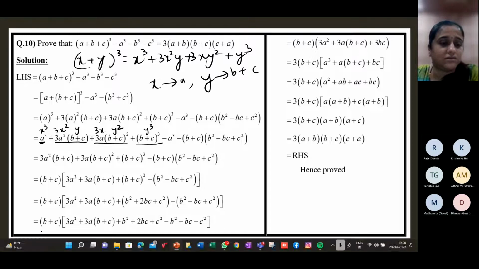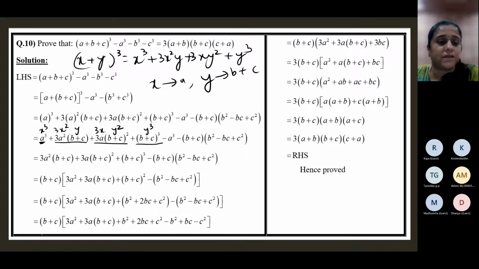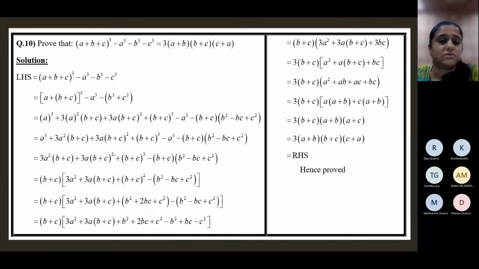I think I marked it on the next step. All right, children, I should have marked it here. This step is what we're doing here: x cubed, 3x square y, 3xy square plus y cubed. All right. Now this is what we have: we have expanded the first bracket.